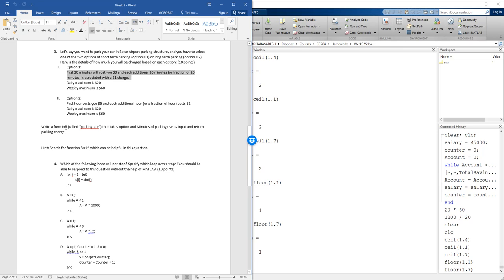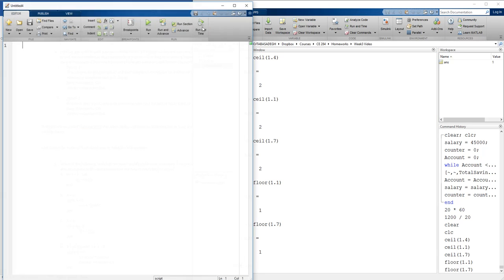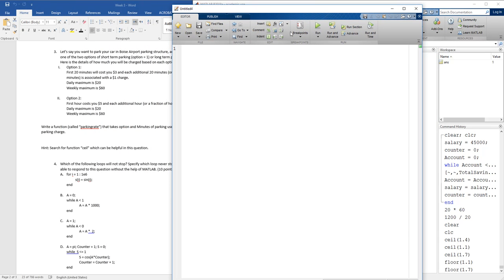So again, it asks you to write a function called parking rate that takes option and minutes as input and return parking charge. So I open up another script. I want to write a function, so I start with a function. The output is charge. Since I have only one output, I don't need the brackets, but I put it there anyway. I call my function parking rate, and the inputs are minutes and option.